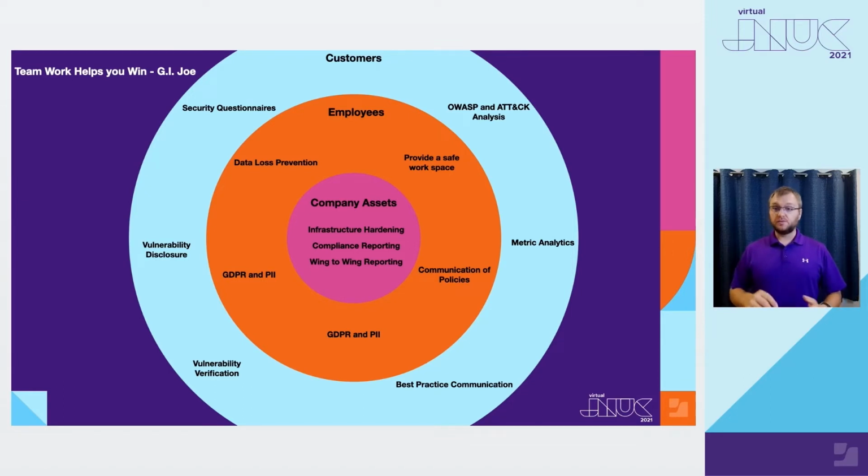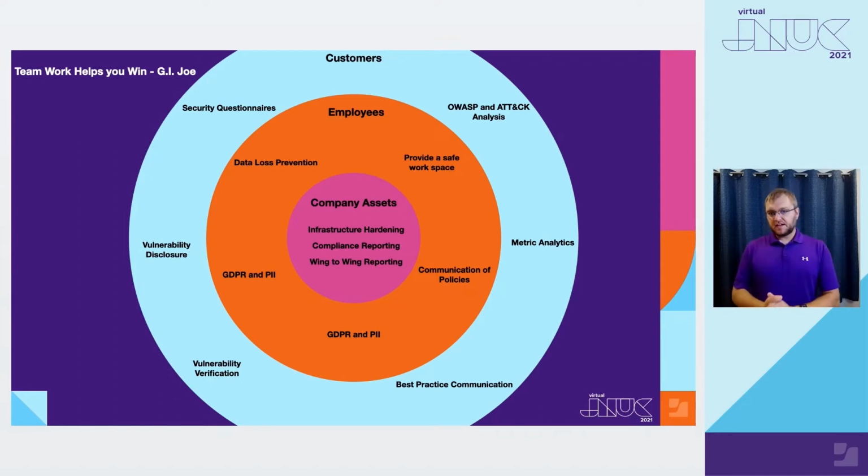So you'll deal with infrastructure hardening, compliance reporting, wing-to-wing reporting. For us at Jamf, that means taking security concepts all the way from the beginning of the ideation process, where it is just a fledgling idea in somebody's mind about how a product should work, and carrying that all the way through presenting it to customers and providing it as a service that is under the umbrella of our compliance standards.